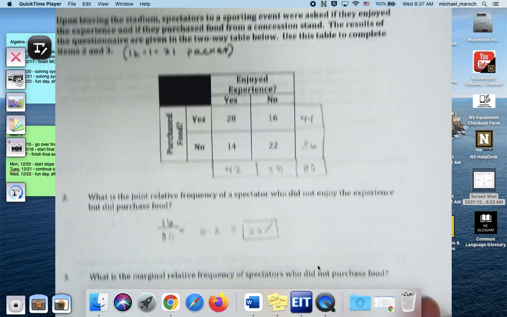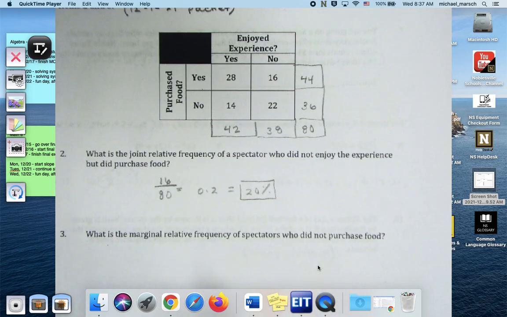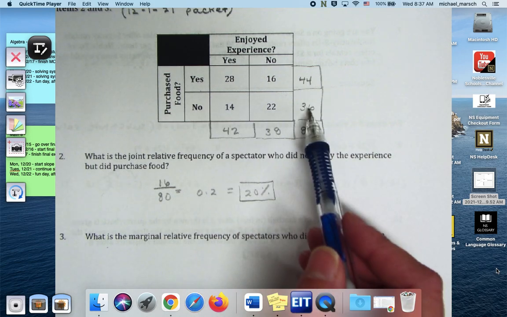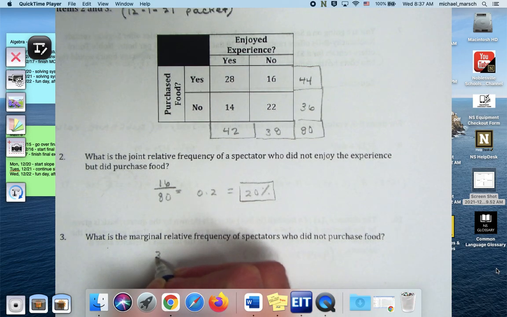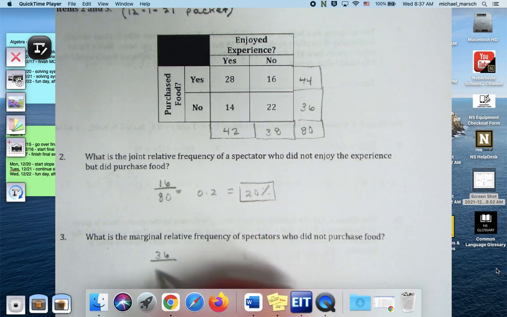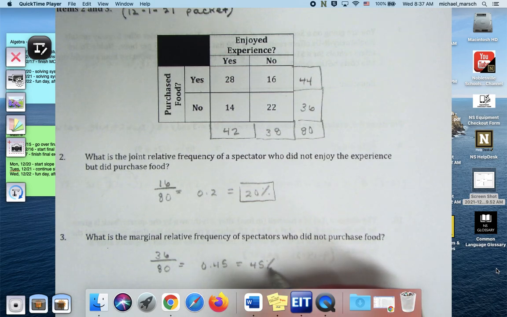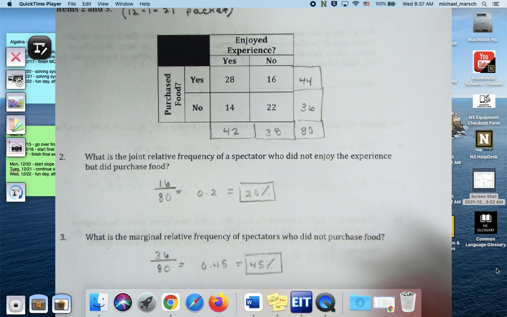Okay, what's the marginal relative frequency of spectators who did not purchase food? So there are 36 people that did not purchase food, so I take that total of that row out of the total people surveyed. I get 0.45, which simplifies to 45%. All right.